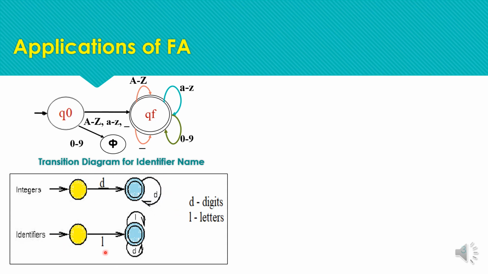Same way for identifier, as we have covered over here, we are writing the input set as A to Z, lowercase a to z, digits from 0 to 9, but we can write them in short like L for letters and D for digits. So any letter received over here, and after the initial letter, we can receive any letters and digits. We can also have the self loop for an underscore over here.